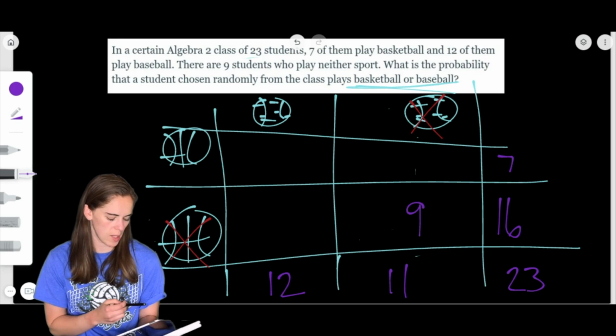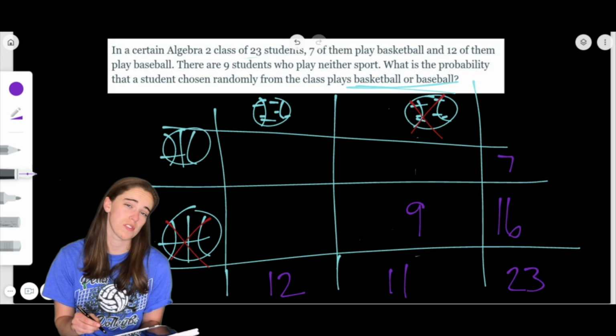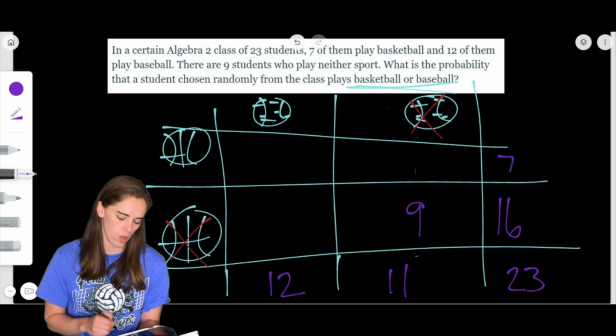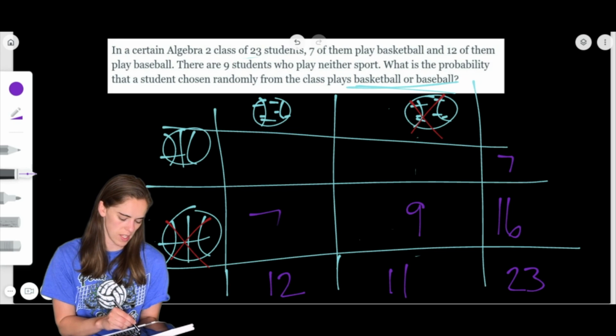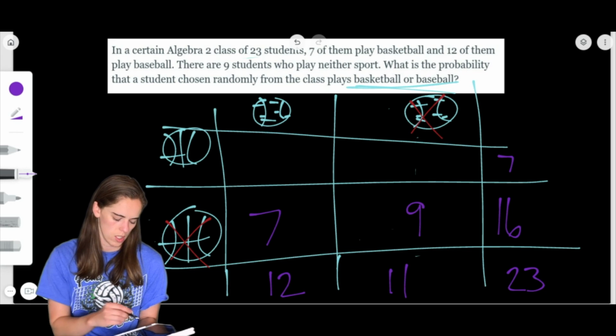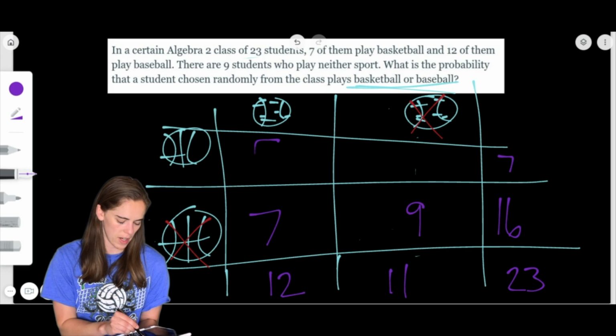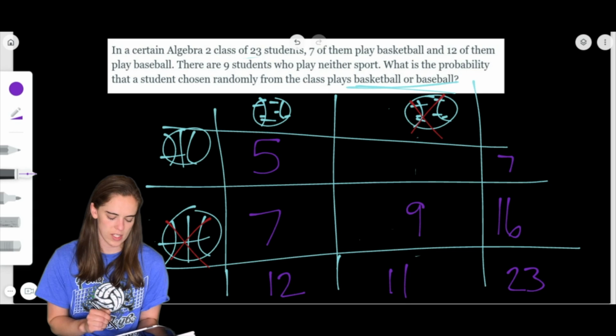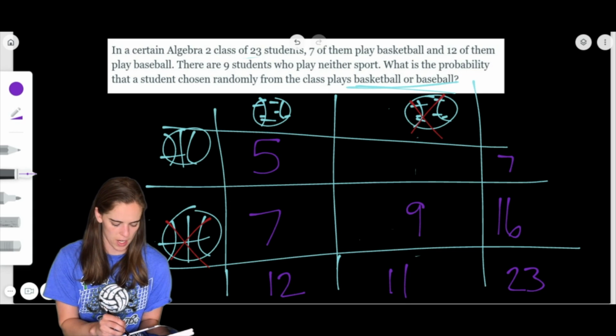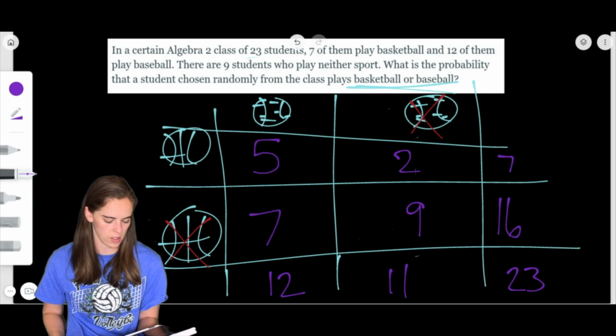Going across in my non-basketball players, I have a total of 16 of them. I already know that 9 also don't play baseball. That means that there's going to be 7 that do play baseball. Going down that baseball column, I'm going to have to fill in a 5 there. And going down the non-baseball column, I'm going to have to fill in 2 additional players there.